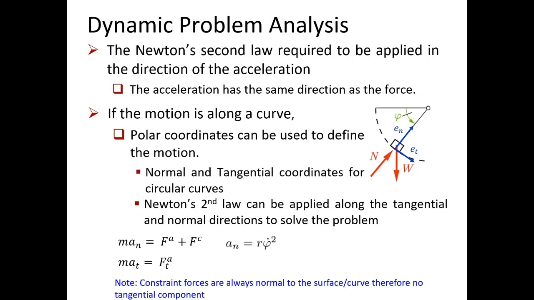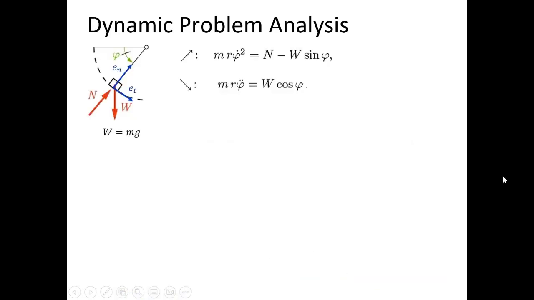So the acceleration in the normal direction is r phi dot squared, where the angle is given as phi, and the tangential acceleration will be r phi double dot. So the application of Newton's laws in these two mutually perpendicular directions is what we need to do. If you do that, you will get these simple relationships: Newton's second law in the normal direction and Newton's second law in the tangential direction. And that gives you a situation like this.